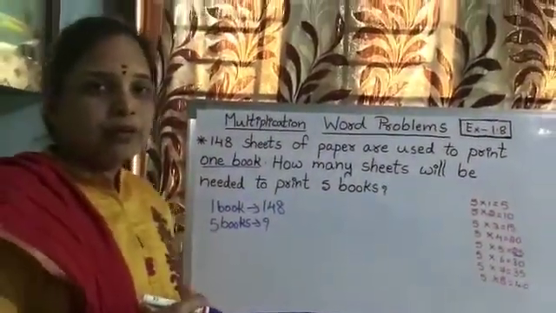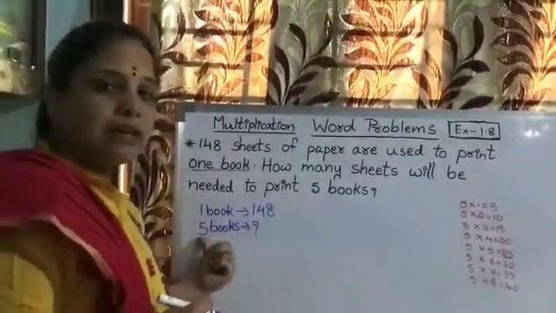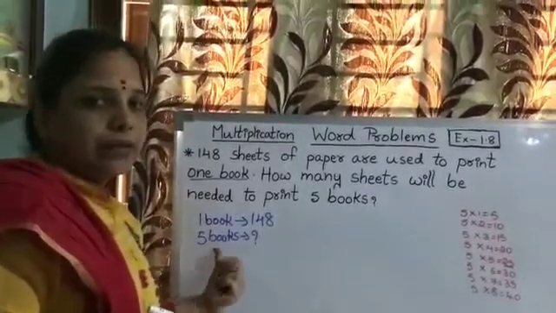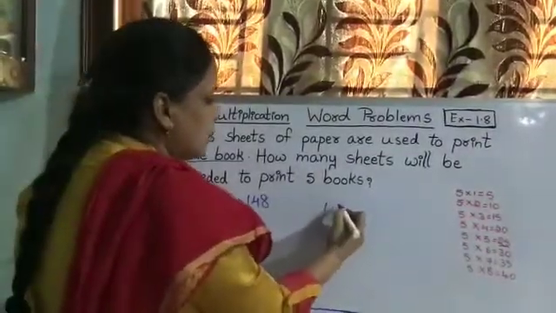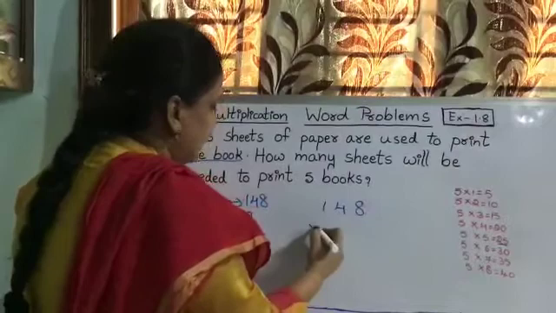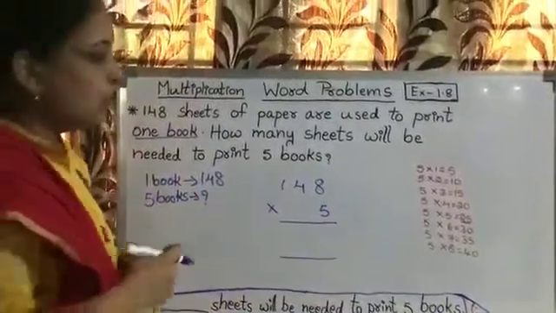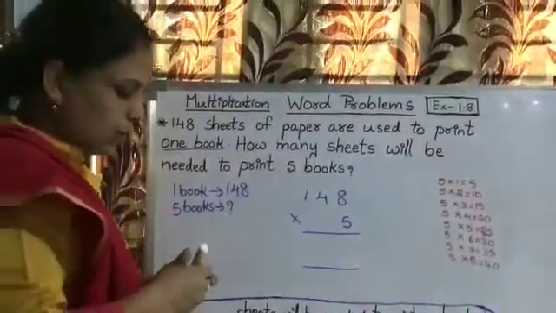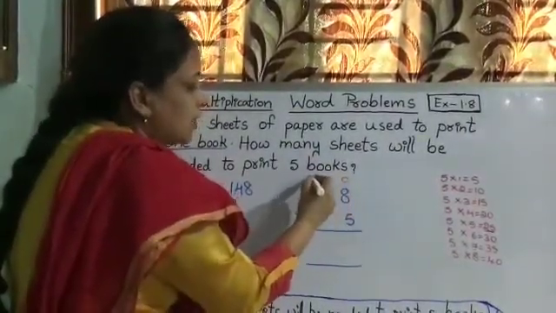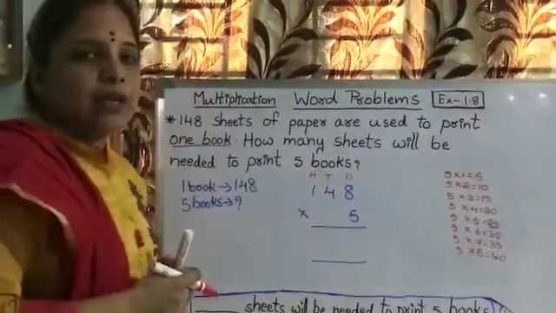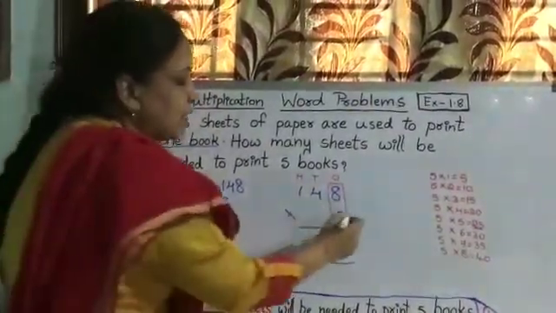So what do we have to do here? You have to take the information of 1 book, that is 148, and multiply with the number which you want to calculate. Here there is no need to write statements, children. Directly you can solve the sum, that is 148 multiplied by 5. As I told you in the previous class, you have to start multiplication from the 1's place digit, then 10's place and 100's place. That is 5 8's are.